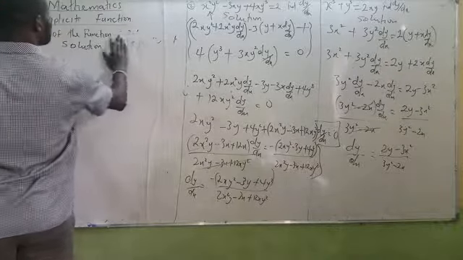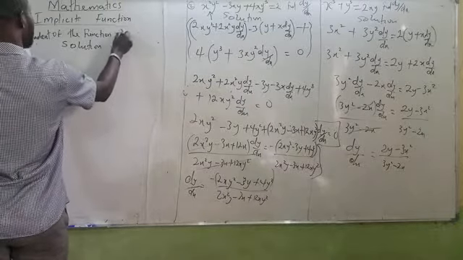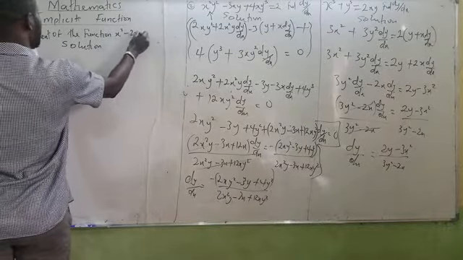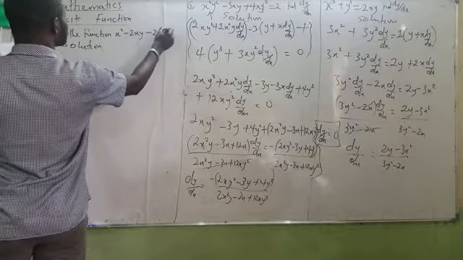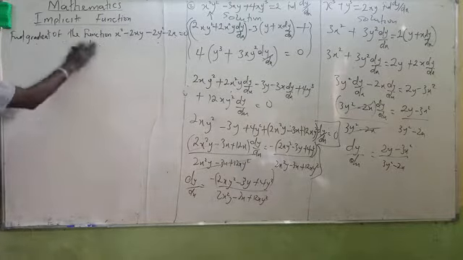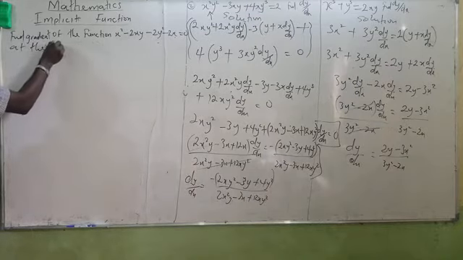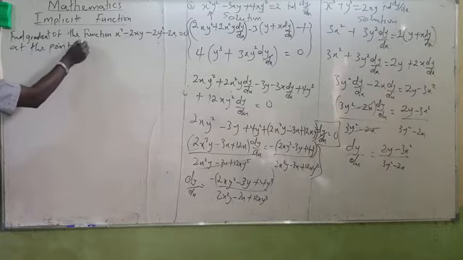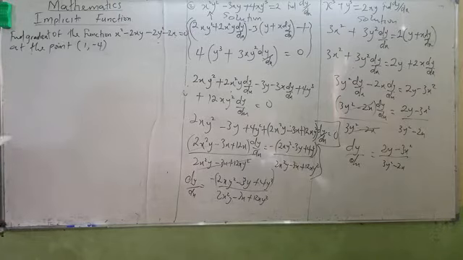of the function x squared minus 2xy minus 2y squared minus 2x equals 0, at the point (1, minus 4). Now, let's try to work on this. This can be a problem which you need to learn how to handle.